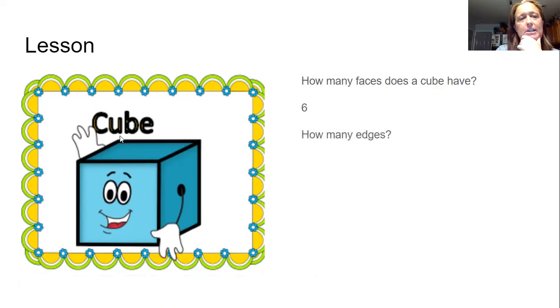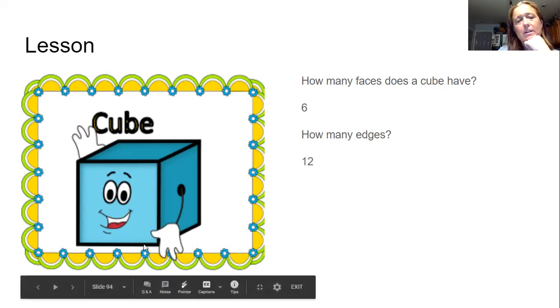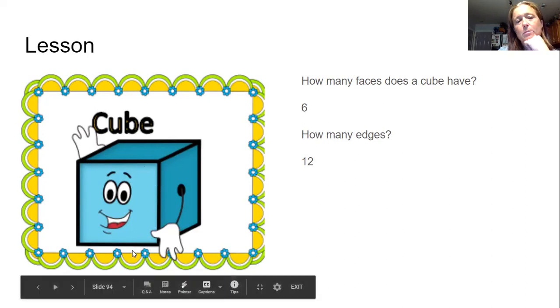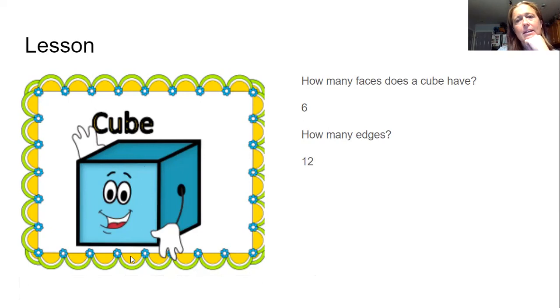How many edges? That's all these black lines you see. So of course we would have these on the top. We have four on the top, four on the bottom, because the top and the bottom are identical. Then we have four here. So that's 4 plus 4 is 8.